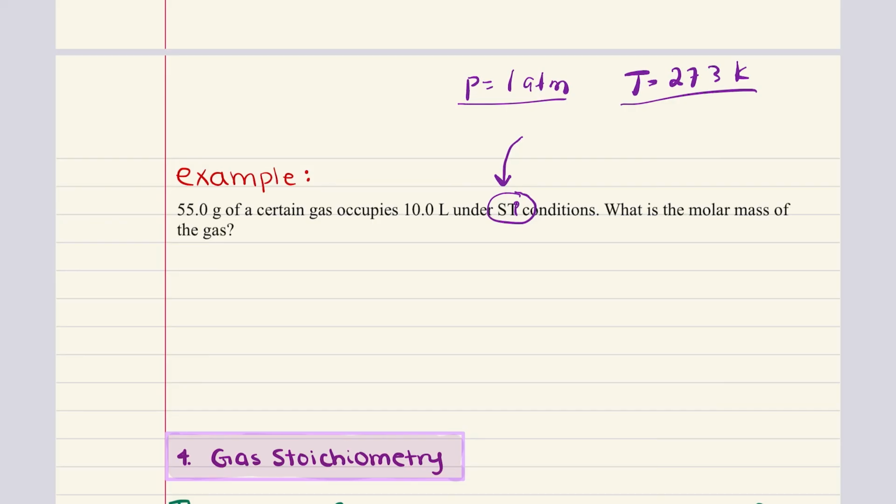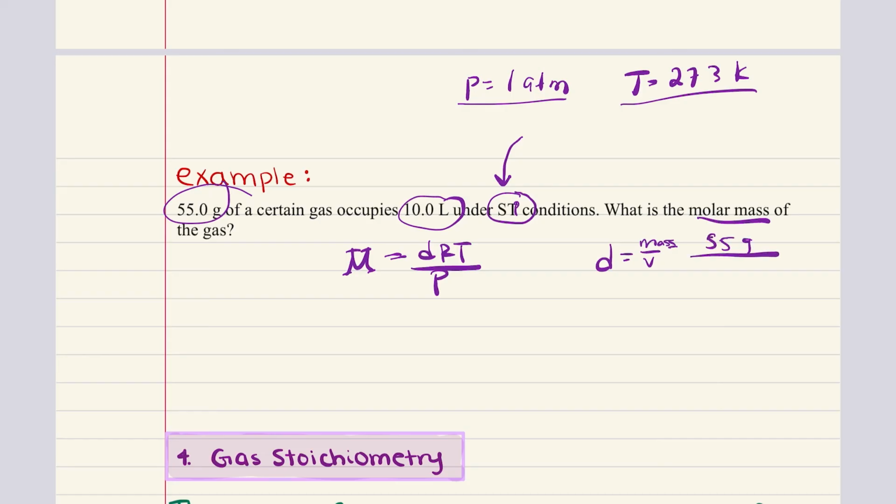Now, also in the problem, we're given liters and we're given mass. This is really interesting, and we're asked to figure out the molar mass of the gas. So what we're going to use is our ideal gas law that uses molar mass and density. Molar mass is equal to density times R times T over P. And we're given all of the information. We're not given density directly, but density is mass over volume. Mass is 55 grams, and volume is 10 liters. So we can just plug this into that term.